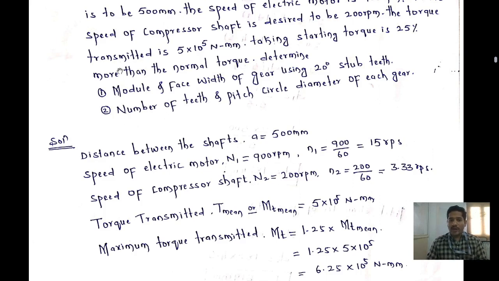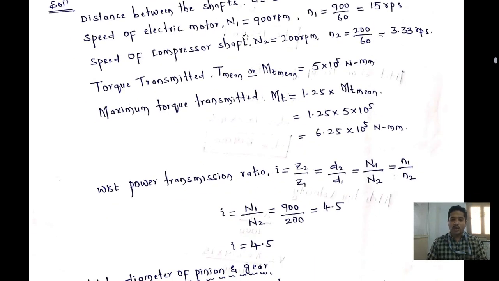Module m, the face width b, and the 20 degree stub teeth we need to find out. And the number of teeth and pitch circle diameter of each gear we need to find out. So for that reason we have to go for the power transmission ratio.